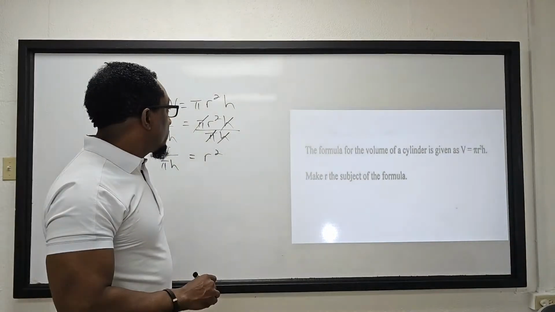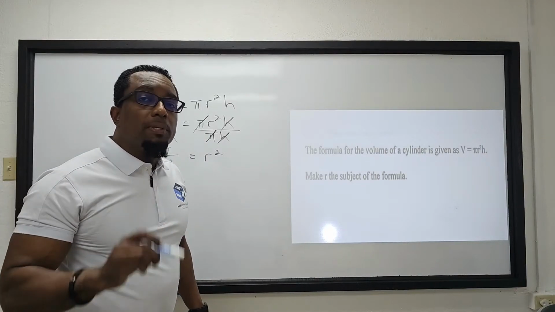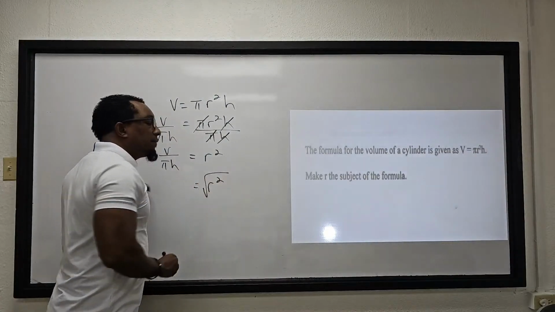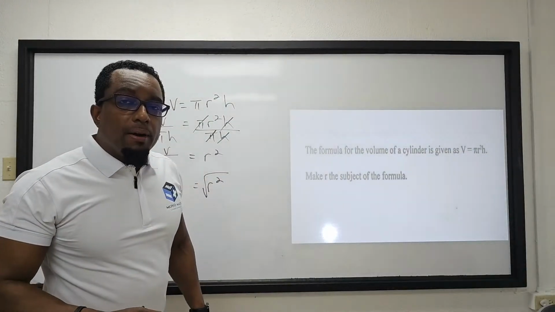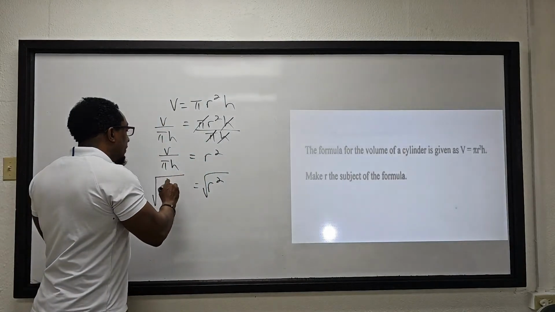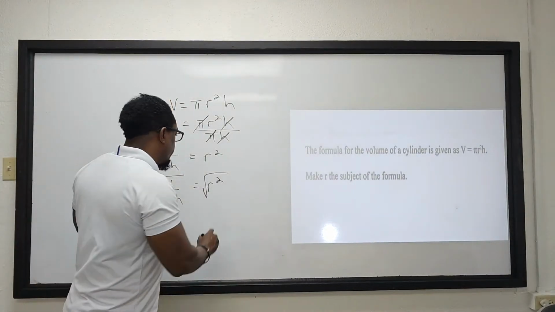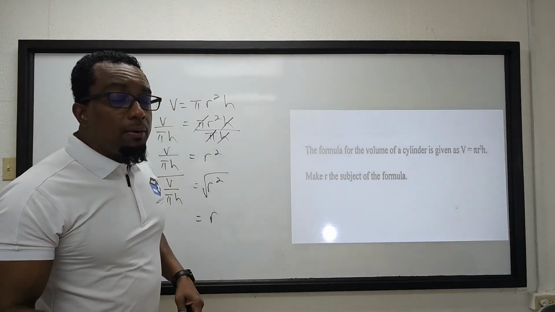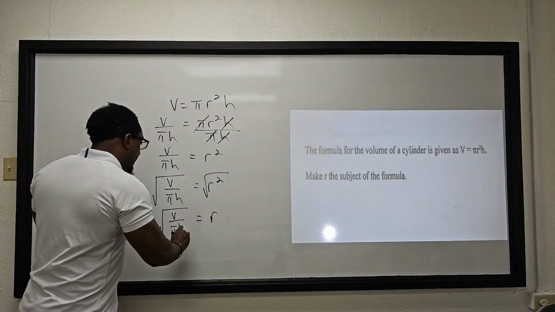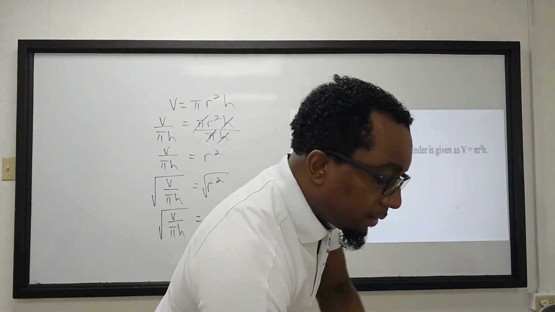And therefore, to make r the subject, I have to remove the power of 2, and to remove the power of 2, I'm going to find the square root of both sides. So this will be the square root of r². I place the square root symbol above r². And what I do to one side, I must do to the other. I place the square root symbol above V over πh. So the square root of r² becomes r. And the aim is to make r the subject of the formula, which is equal to the square root of V over πh. Okay? So this is us making r the subject of the formula.